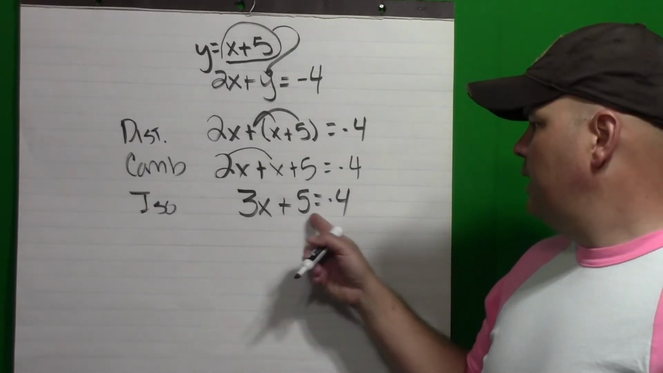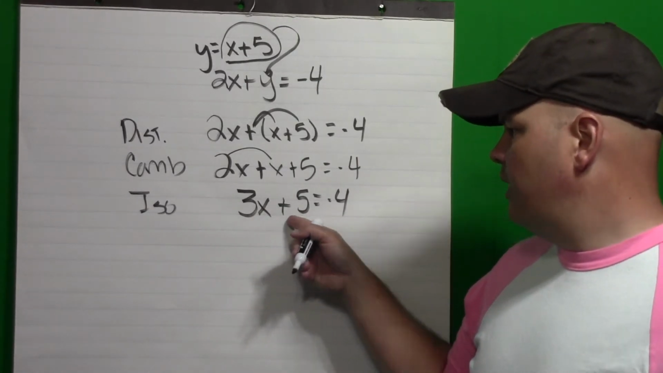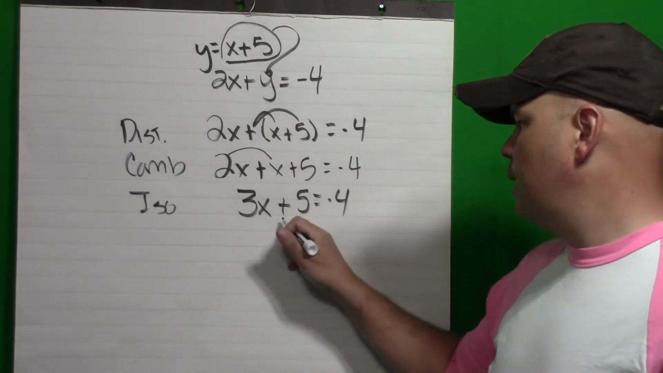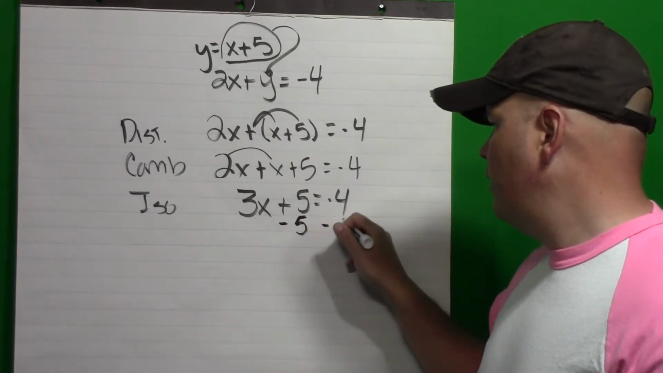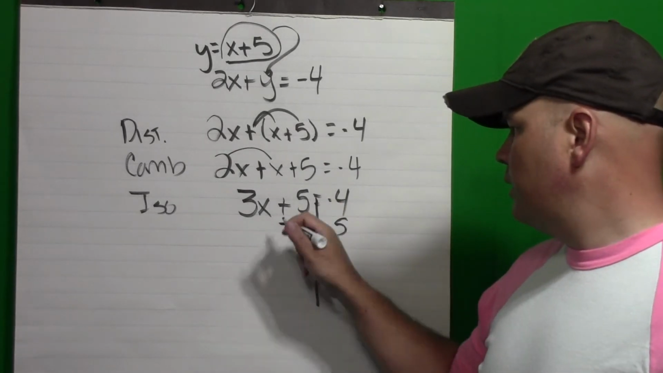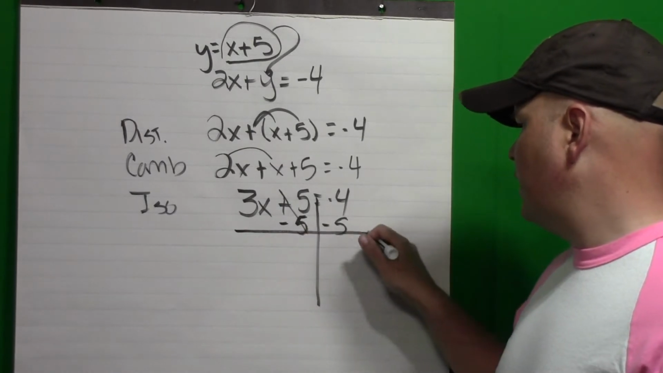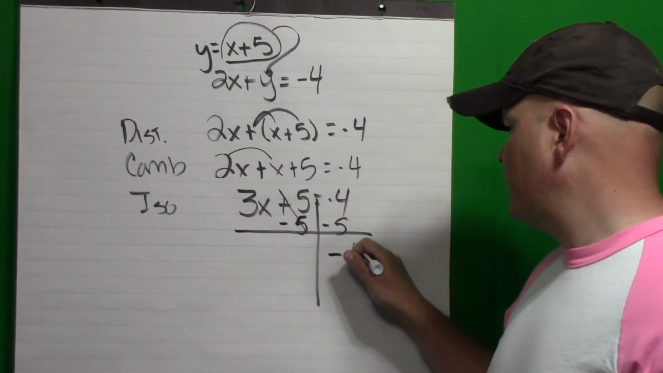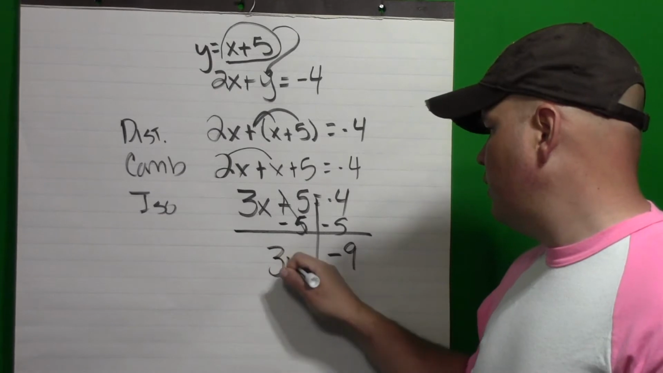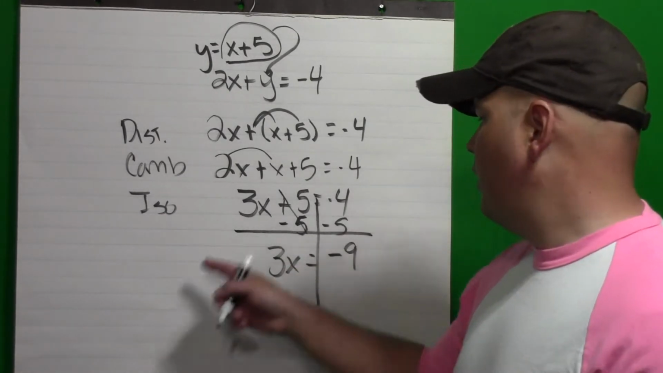So when I isolate this, I need to get my x by itself, so I have to move that 5. To move this 5 to the other side, I take its opposite. Minus 5, minus 5. And the reason that works again, there's your Miss Erickson line. 5 minus 5 is 0, so that's away on that side. Negative 4 minus 5 is negative 9, and I'm left here, 3x equals negative 9. So now I've isolated.